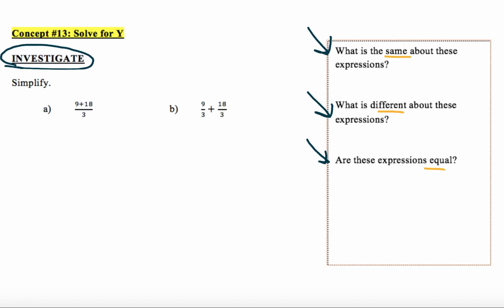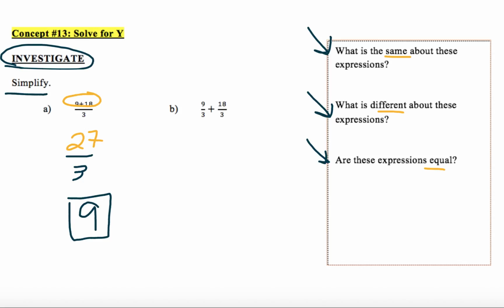In example A, this expression has one fraction with an expression in the numerator, which we must simplify first. So we have to ask ourselves, what is 9 plus 18? 9 plus 18 is 27, so that's our new numerator of the fraction with the denominator of 3 on the bottom. Then we have a division problem. Fractions are a division problem. 27 divided by 3 is 9. So this expression simplified is 9.